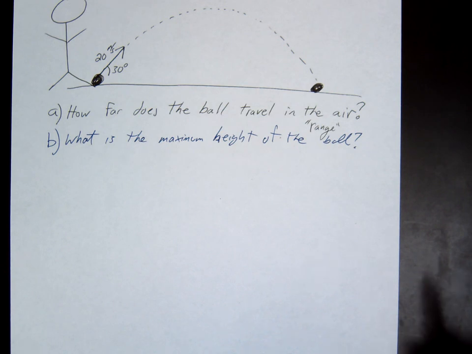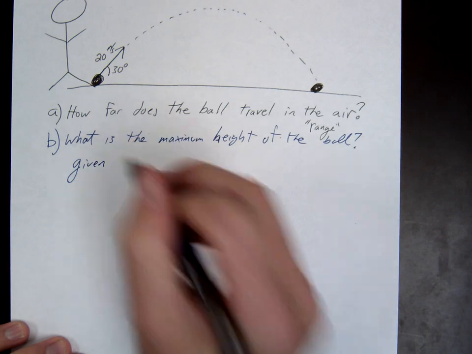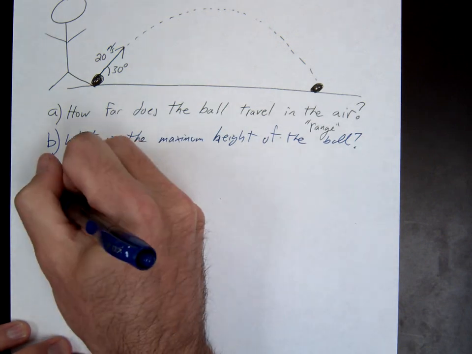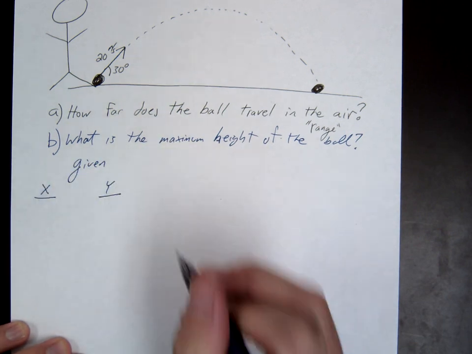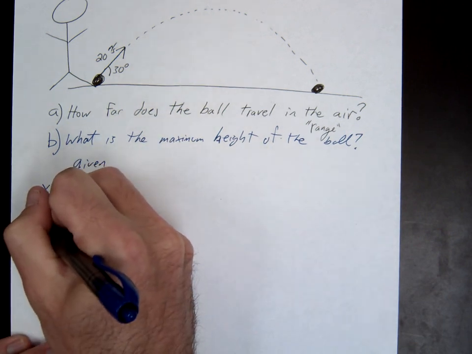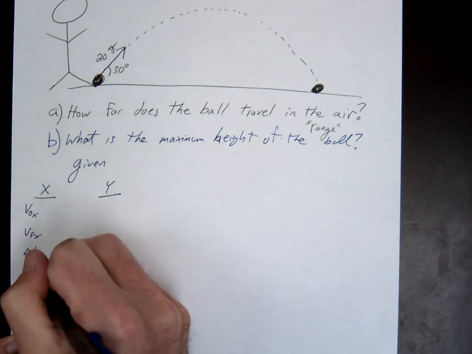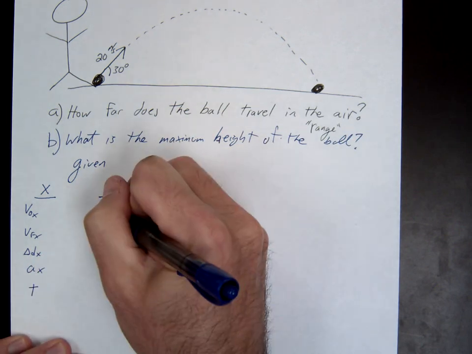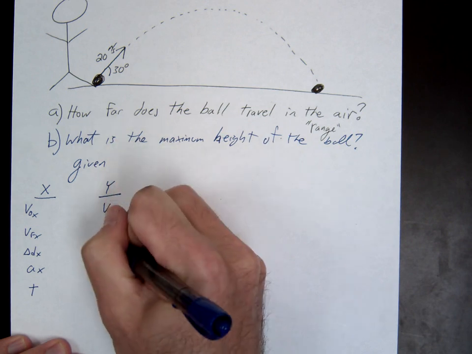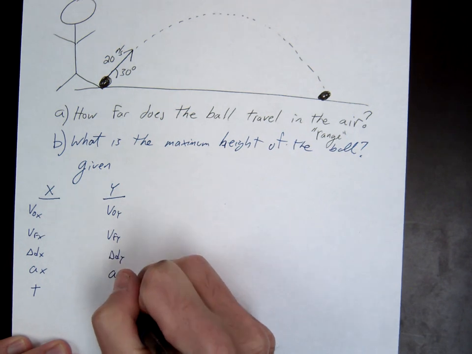As usual, how should we start these problems? Okay, pull out what we know. So we're going to pull out what we know. Call these the givens of the problem. We are going to have two sets of givens, one for x, one for y. So VOX, VFX, DX, AX, T, VOY, VFY, DY, AY, T.